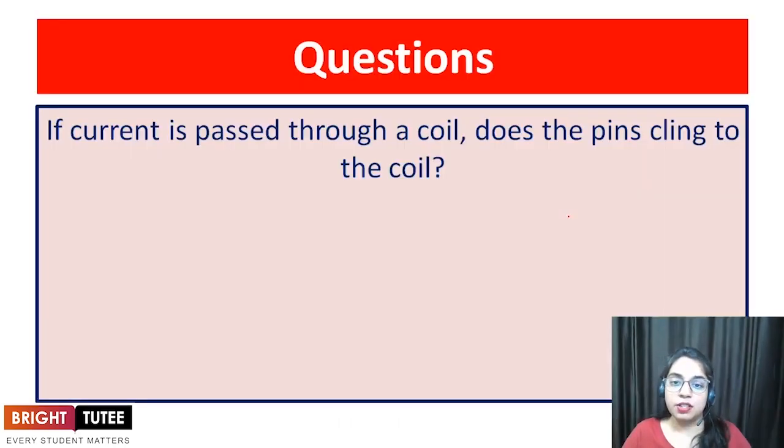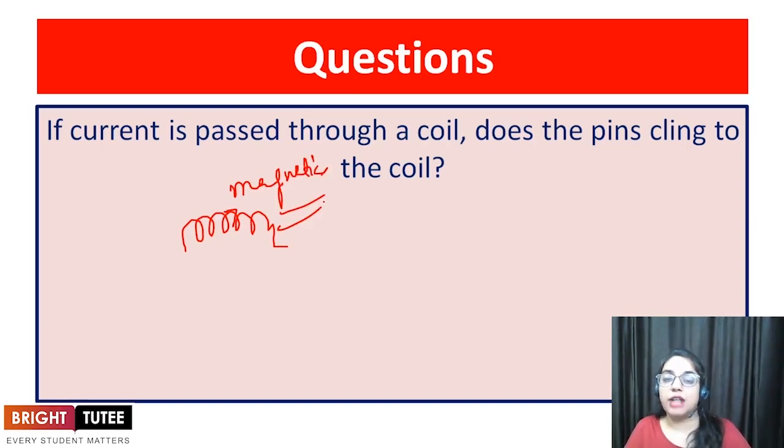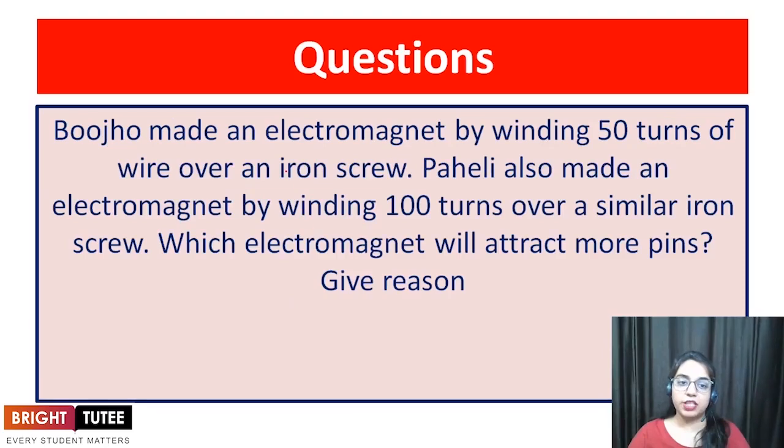Okay children, so let's move to the next question. If the current is passed through the coils, does the pin cling to the coil? So children, if we pass the current through a coil, what will be produced? The magnetic effect of electric current will be produced, and as a result it will start attracting or clinging the pins to it. But when we stop the current flowing through it, it will no longer attract the pins. Okay, let's move to the next question.